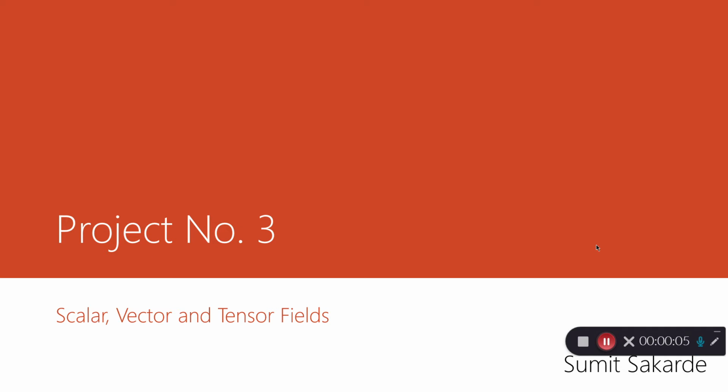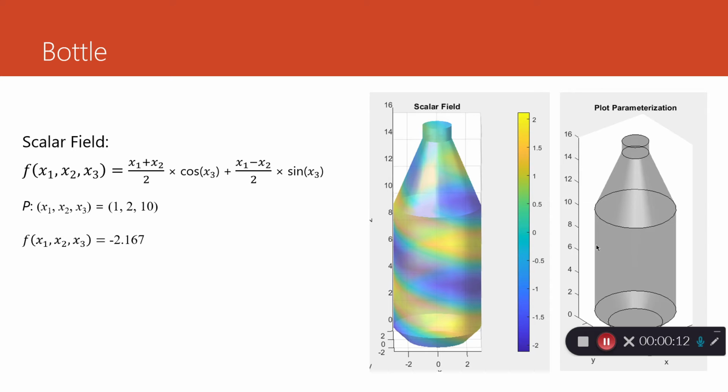Welcome to Project 3, that is visualization of scalar, vector and tensor field on the composite body. The body which I selected is the bottle, and the assumption which I have taken is the bottle is made of a homogeneous material, that is the cap and the body are made of the same material. And for this body, the scalar field, which is a function of x1, x2, x3, which I've selected is x1 plus x2 upon 2 into cos x3 minus x1 minus x2 upon 2 into sin x3.